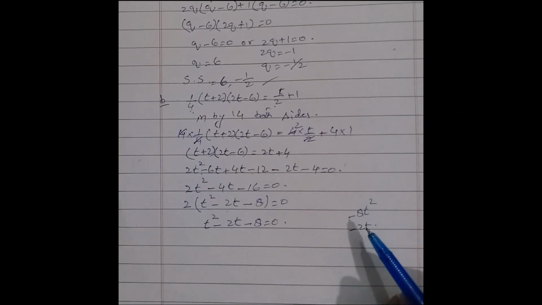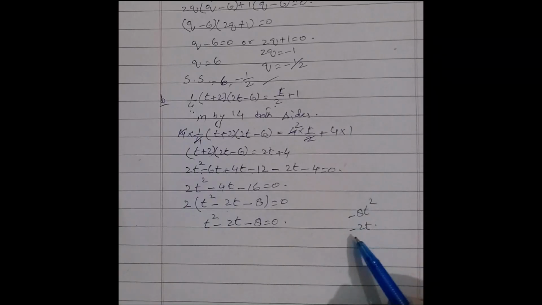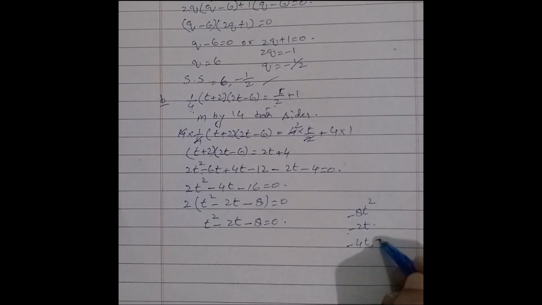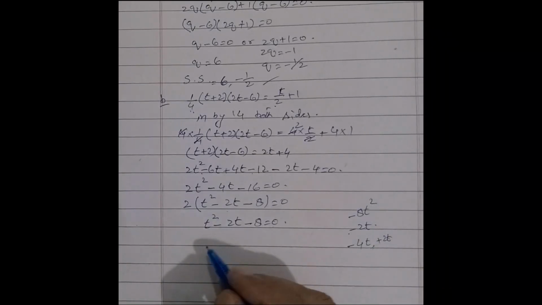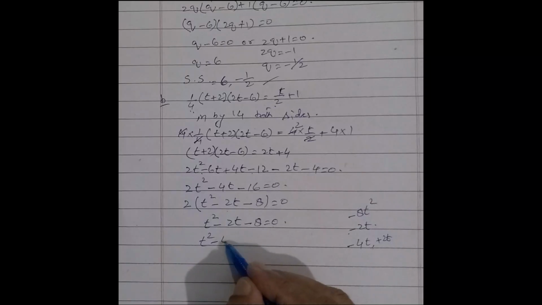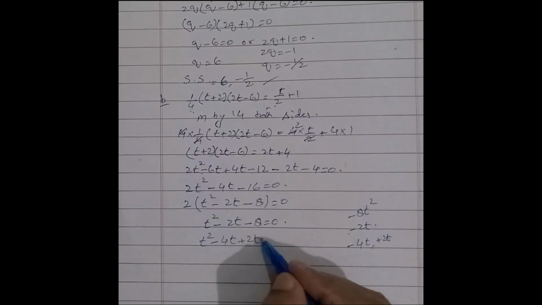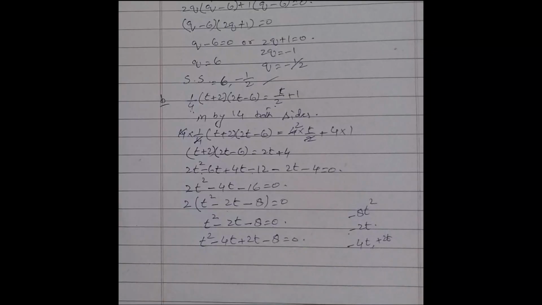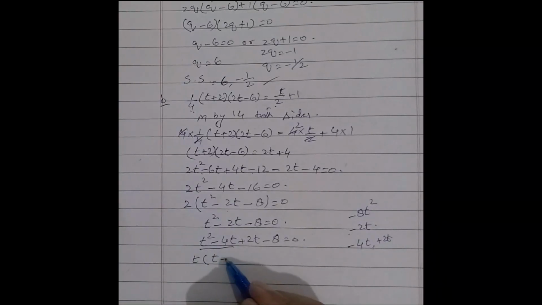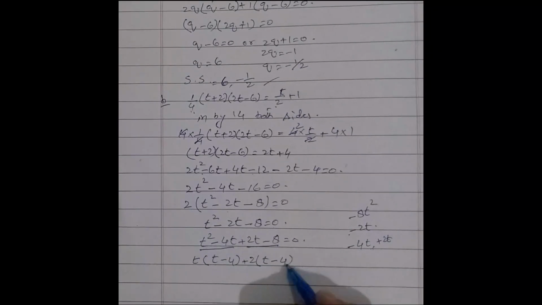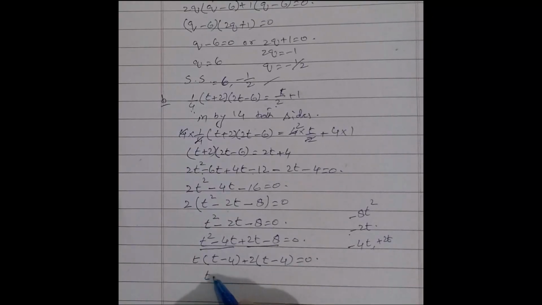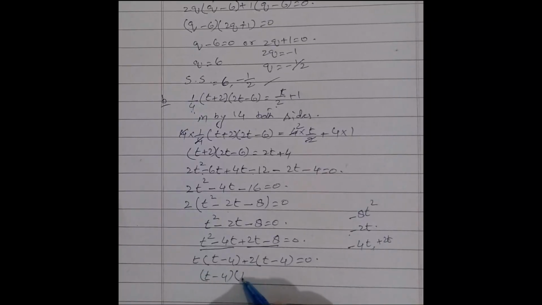When we multiply, the answer is minus 8t square, and when we add them, the answer is minus 2t. The values are minus 4t and plus 2t. Put them: t square minus 4t plus 2t minus 8 is equal to 0. Take common t, the remaining value is t minus 4. Take common 2, the value is t minus 4. So (t minus 4)(t plus 2) is equal to 0.